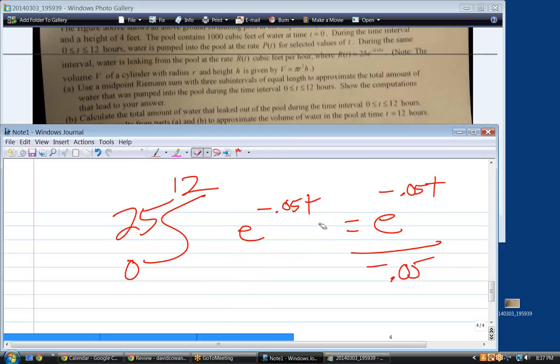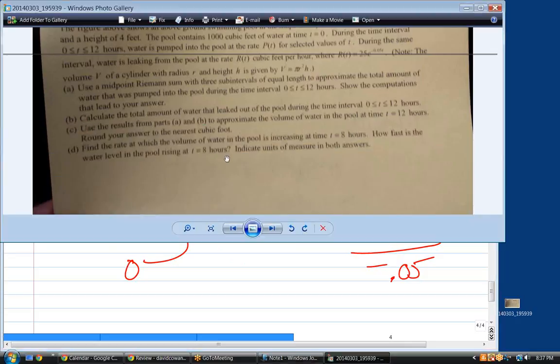So this is fairly easy. I got an answer for that. You can check and see whether it is correct as easily as I can. Yep, I got them both right. Okay. And finally, find the rate at which the volume of water in the pool is increasing at time t equal 8. In the second part of that question, how fast is the water level in the pool rising at t equal 8? Which is a related rate problem.